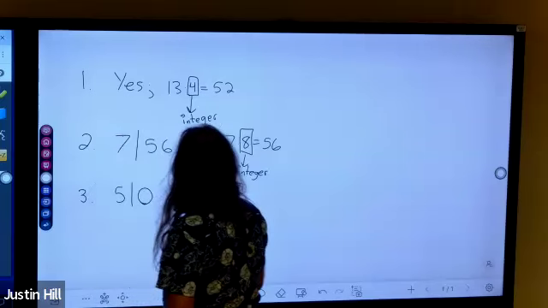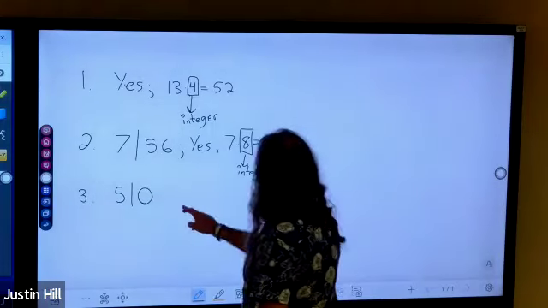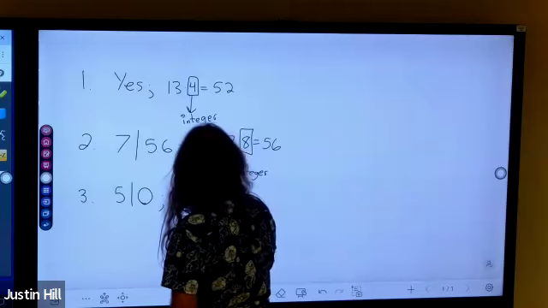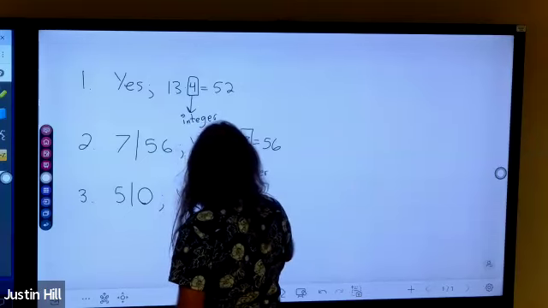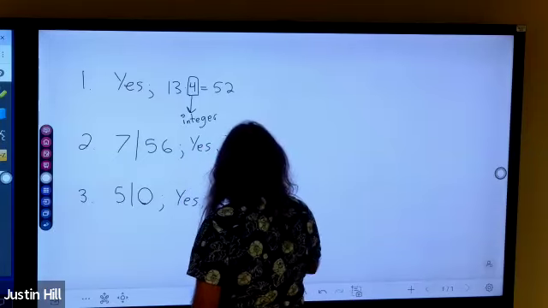Does 5 divide into 0? That should have been a yes as well, because 5 times 0 equals 0, and 0 is an integer.